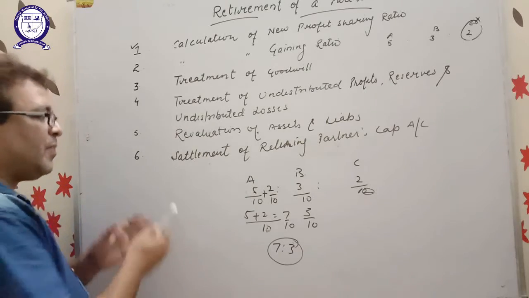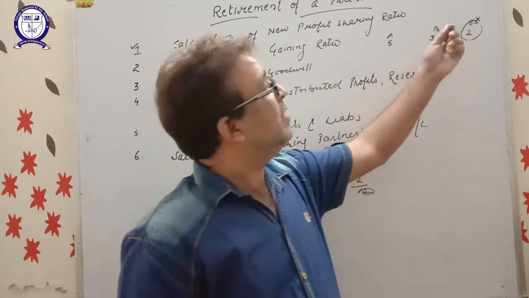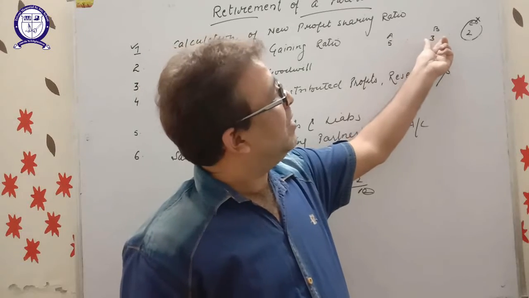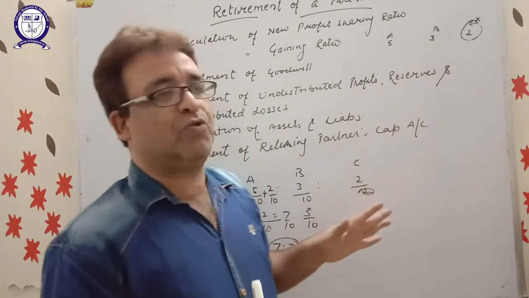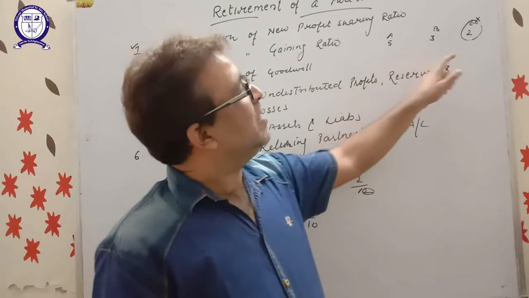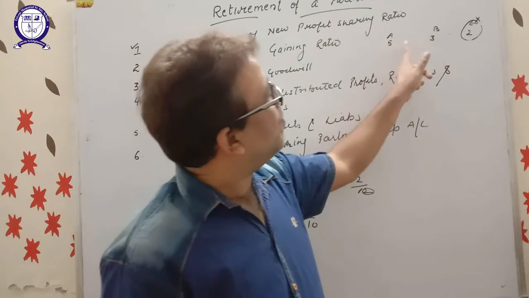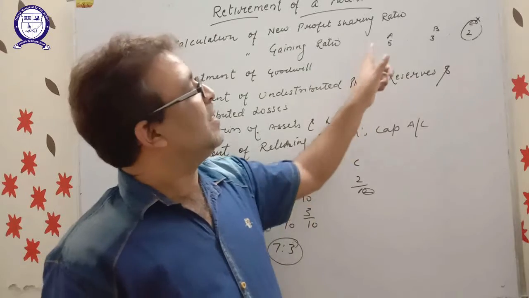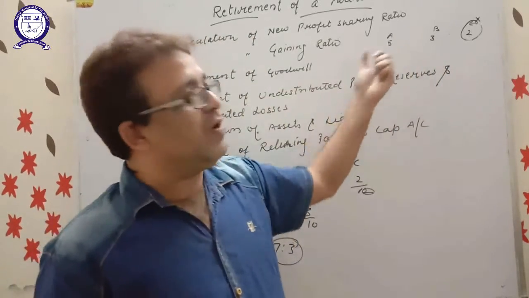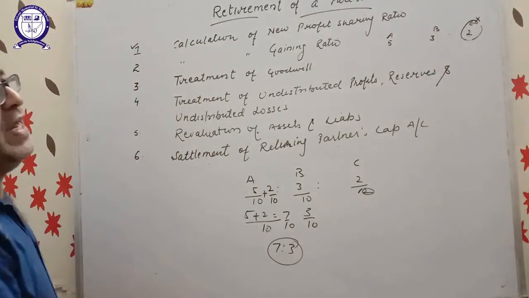First condition: suppose nothing is clear in the question about how much of C's share is taken up by A and how much by B. In this case, we assume that C's share is taken up by A and B in their old profit sharing ratio. That means the gaining ratio will be treated as 5:3. The old ratio will be treated as gaining ratio. So this is the first condition of gaining ratio.